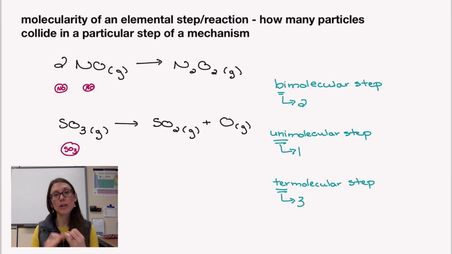So we have unimolecular, bimolecular, and termolecular steps. They refer to how many particles are colliding. It does not matter whether those are the same type of particle or different types of particles. You just count them. How many do you have?